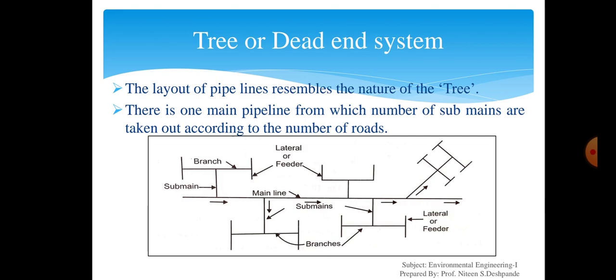There is one main pipeline from which a number of submains are taken out according to the number of roads. From each submain, a number of branch lines are taken out. From each branch, a lateral feeder is taken out, from where the service connections are given to the consumers. The branch lines are sometimes used for giving service connections. Water flows from the main line to the subline and then to the branches. The water thus flows only in one direction through all the pipes till it comes to the dead end. Okay, so there is flow in one direction only.